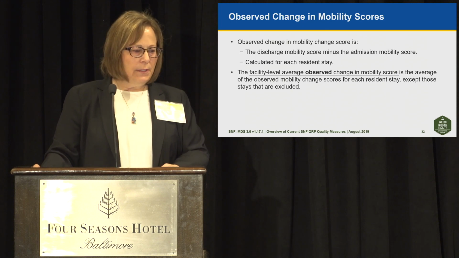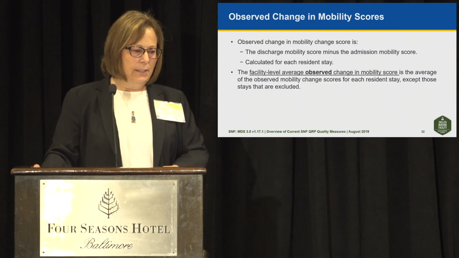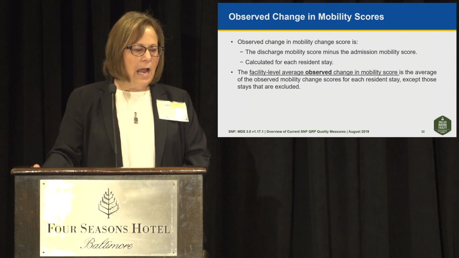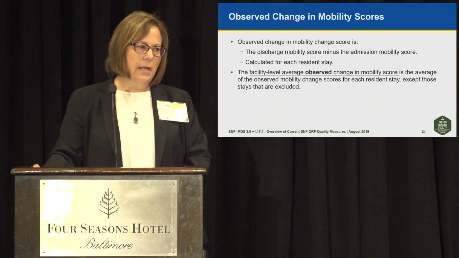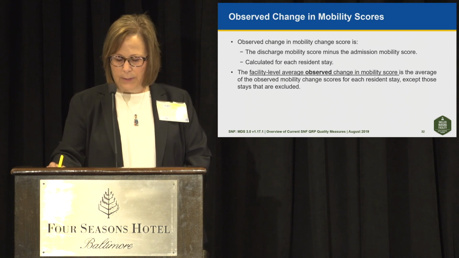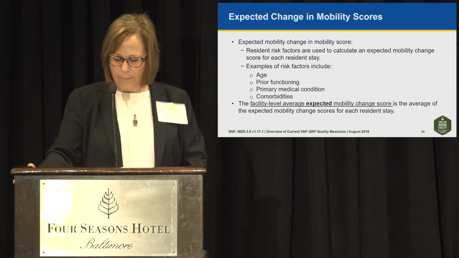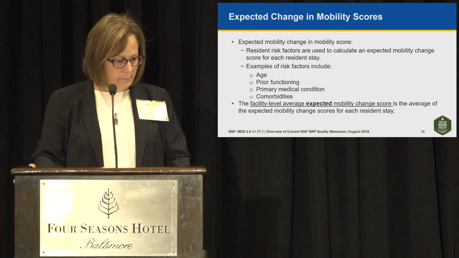Observed change in mobility score is the discharge mobility score minus the admission mobility score, calculated for each resident stay. The facility level average observed change in mobility score is the average of the observed mobility change scores for each resident stay, except those that are excluded. The measure calculations.